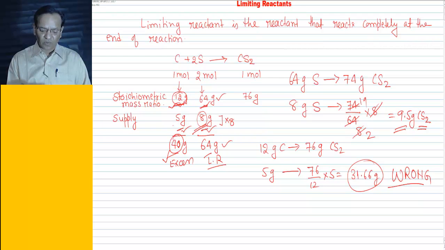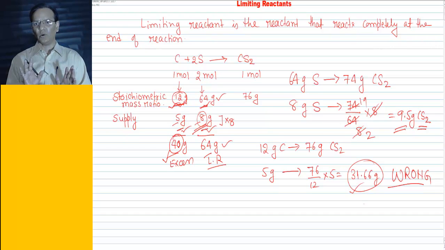Our total mass of reactant is 5 plus 8, 13 gram. So in no case can the product be greater than 13 gram, otherwise the law of conservation of mass will be violated. So 31 gram is greater than the sum of the masses of reactants. So it is wrong. So if we have determined the wrong limiting reactant, the answer will tell us whether the limiting reactant we calculated is correct or incorrect. So the first thing is to find out the limiting reactant, and then the limiting reactant determines the amount of product.